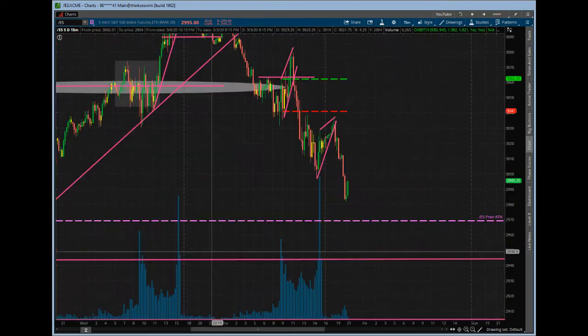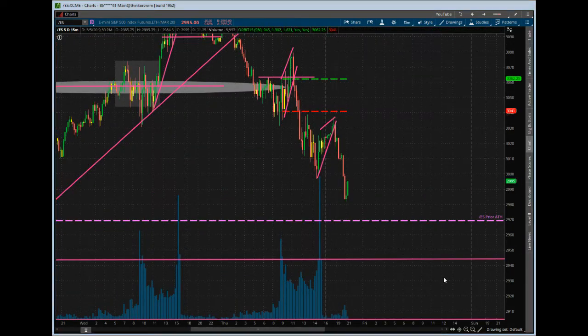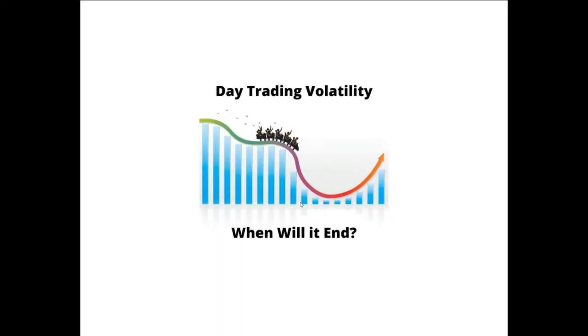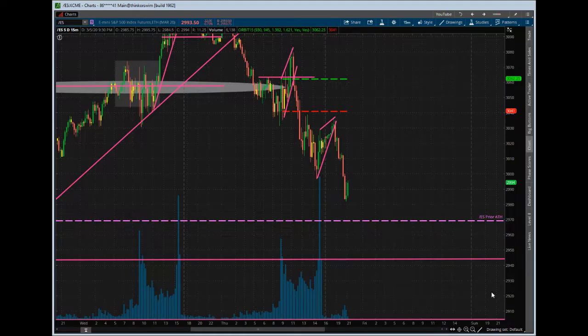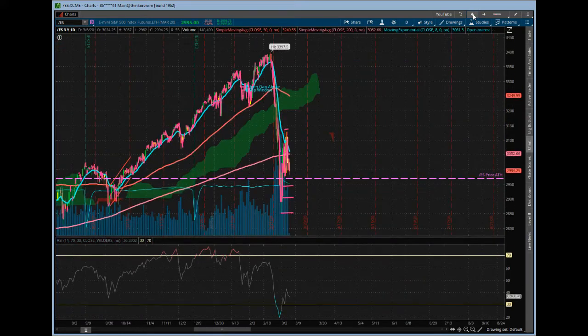So the real question is, when will it end? When is all this going to end? There are definitely specific dates, we'll talk about that in a minute, but let's take a look at some technical ideas of when this is going to finish up. Because it's frustrating, this volatility makes it really difficult to swing. We're seeing a lot of really wild price action.